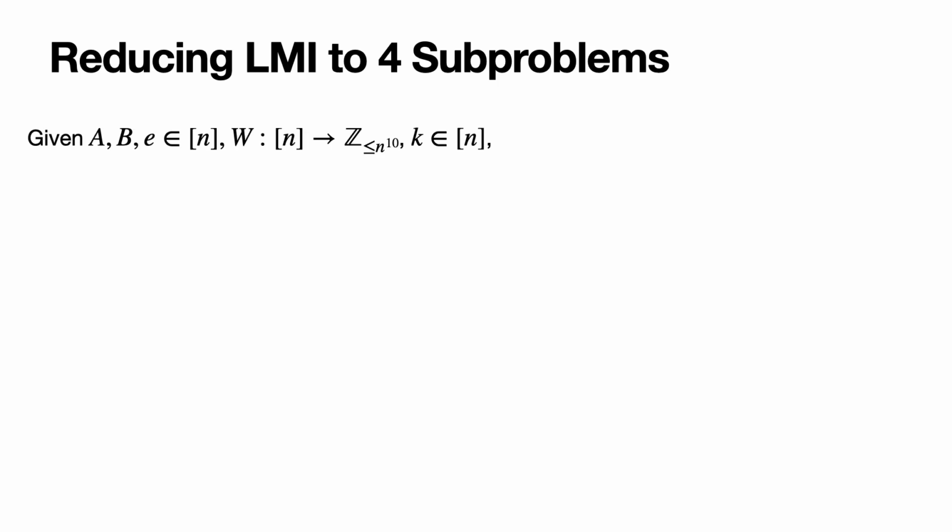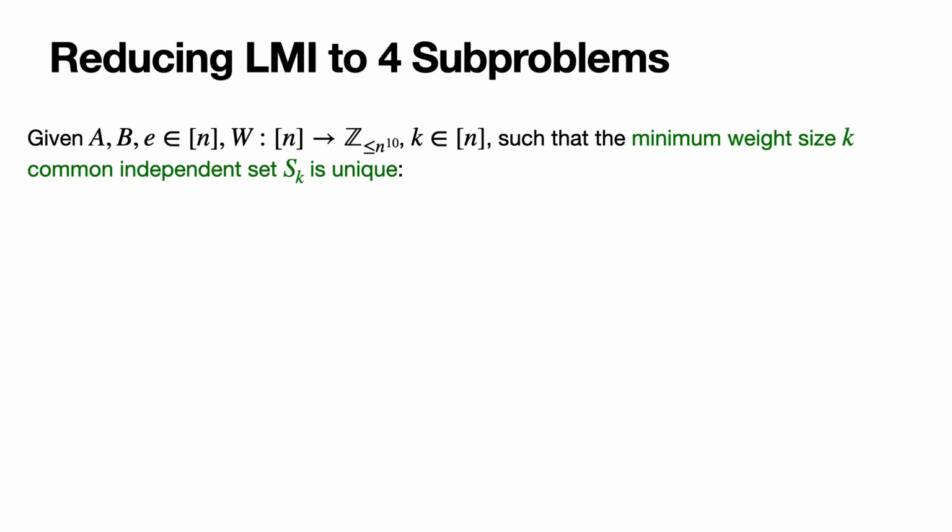So given as input 2 linear matroids A and B, an element E, right, so a column E, a weight assignment W, so these are weights on the columns, and some size K. So note that K is not a column, but rather a size, okay? And so given these things which satisfy the property that the minimum weight size K common independent set is unique, the 4 problems are as follows.